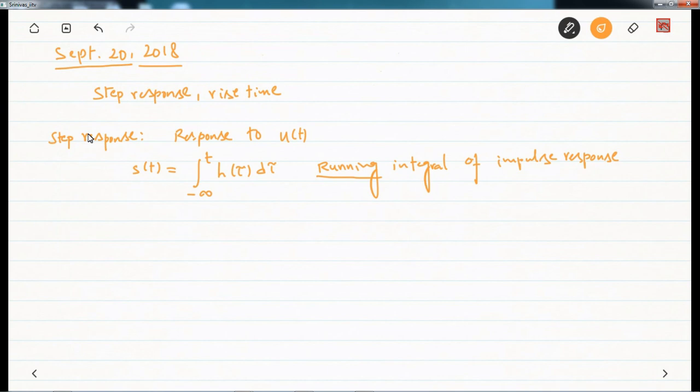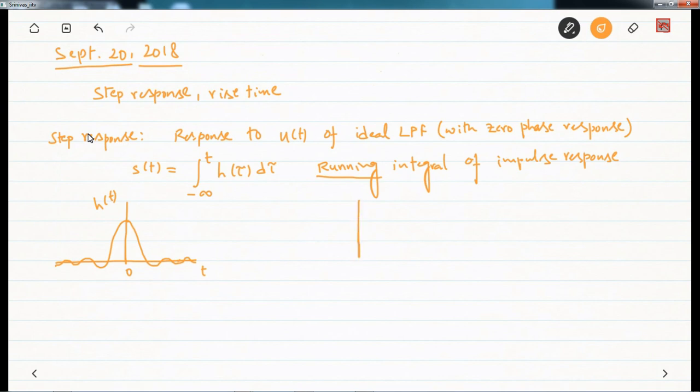So we have seen the impulse response of the ideal LPF, of course here we are considering zero phase response. We know that its impulse response is something like this. So we have to integrate this h of tau, right? So this is h of t, this is t, and what happens to its integral?